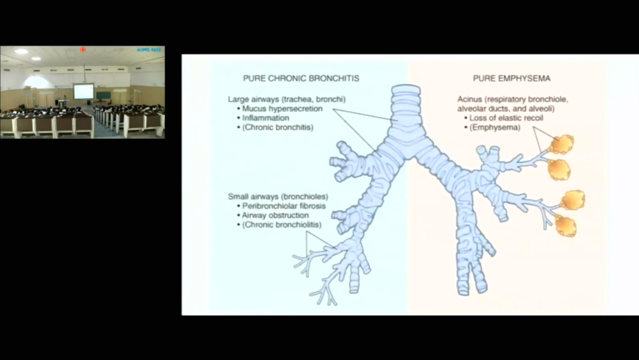So what is the site exactly, what happens in chronic bronchitis and pure emphysema, right? In pure chronic bronchitis, the large airways like the trachea and bronchi will be affected, and that leads to hypersecretions from the submucosal glands. And in emphysema, the major pathology lies in the alveolar sacs.